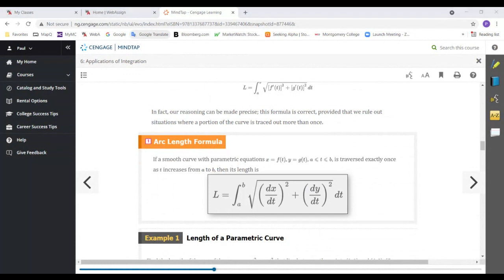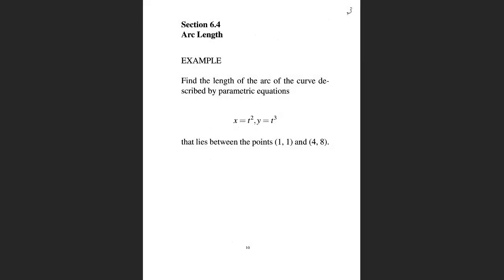So here then is the arc length formula. And a and b are your t limits, by the way. What I want to do is look at some examples with you. Let me bring up an example here, and let me give you a moment to copy this example down.